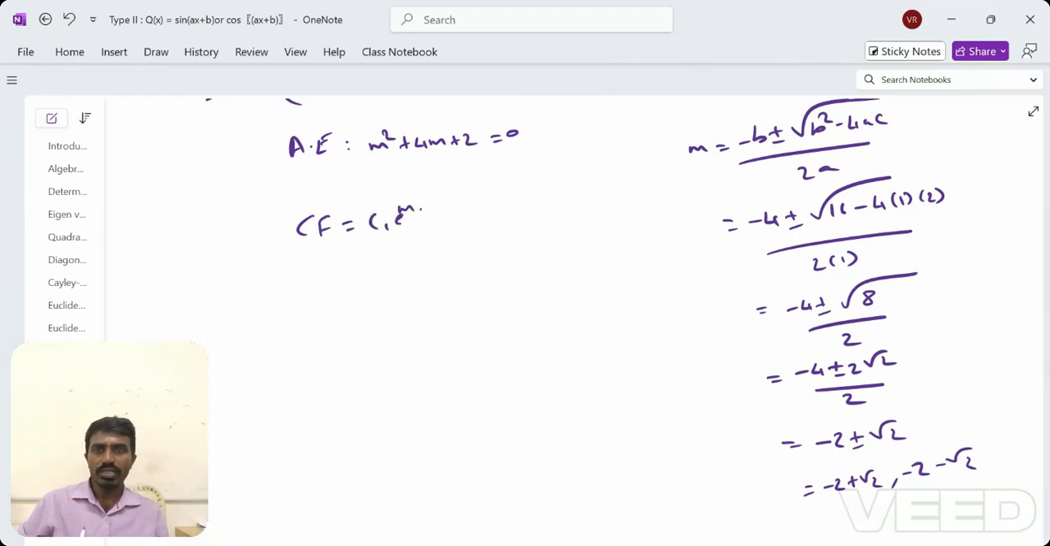So CF is C1 e power m1x plus C2 e power m2x. So here, C1 e power minus 2 plus root 2 x plus C2 e power minus 2 minus root 2 x. So this is the CF.